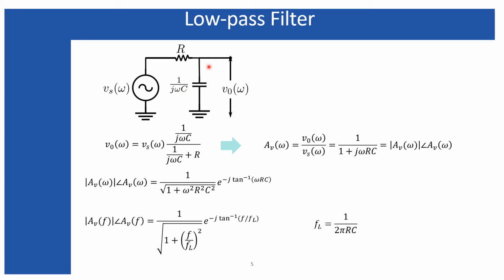The impedance of the capacitance, which is basically the reactance, if I consider it as Z, then the output voltage can easily be found using the voltage divider rule. So the output voltage is equal to the input voltage times Z, the reactance of the capacitor, divided by the reactance plus the resistor. Simple voltage divider rule you can use to find the output voltage.